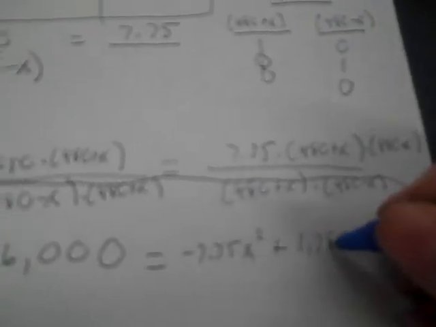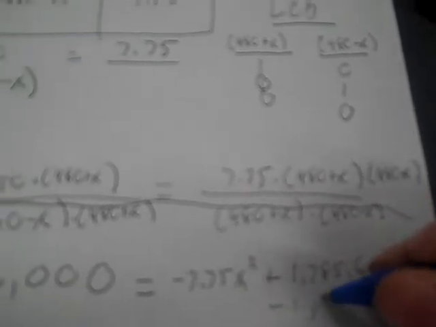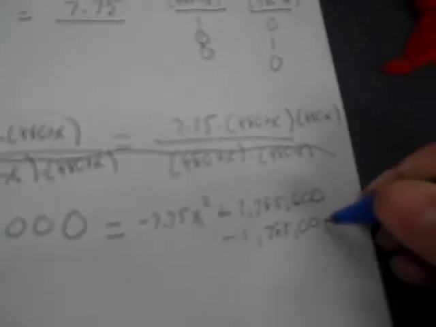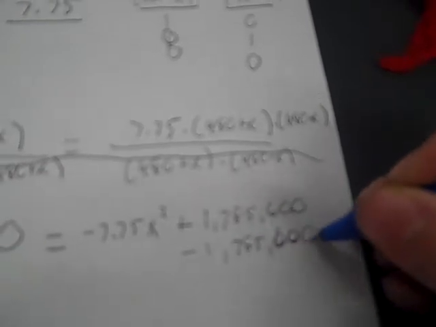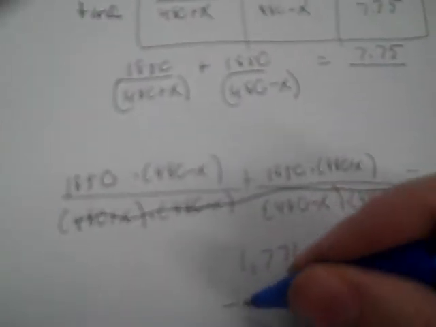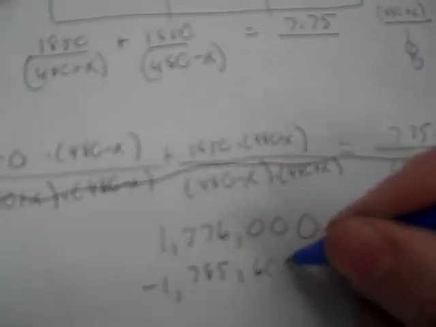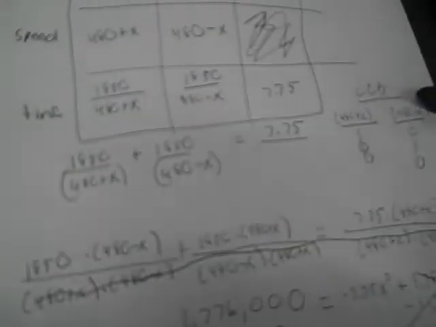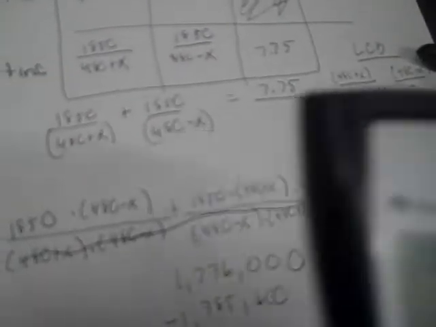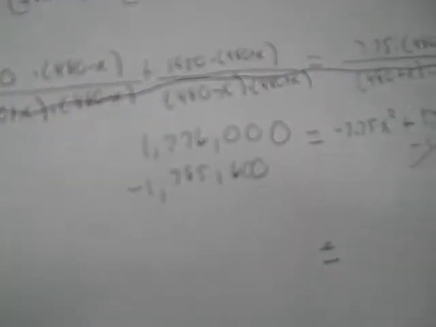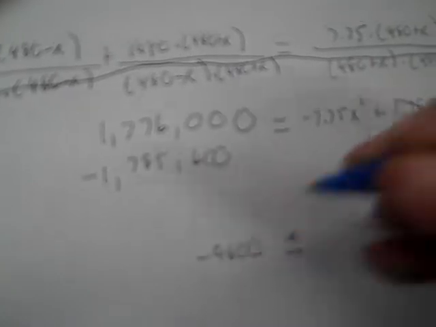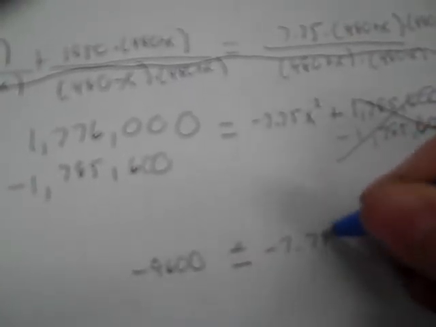So I'm going to get this with this. So minus 1,785,600. This is why they invent calculators. 1,776,000 minus 1,785,600. Okay. Negative 9,600. The other side is negative 7.75x squared.